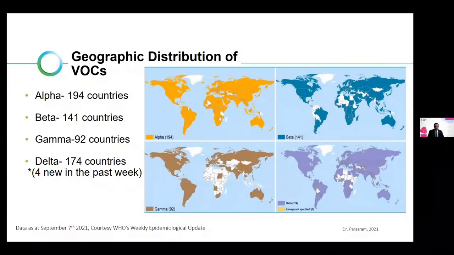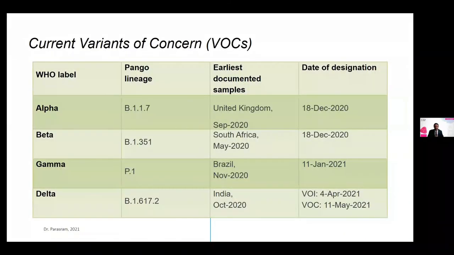The four main variants of concern are Alpha, Beta, Gamma, and Delta. In the past week, we would have had four new Delta cases, taking our tally up to 174 countries across the world having Delta. Again, these are the dates on the side where you saw them confirmed by WHO. I won't go into detail about every one, noting that the last variant of concern identified, B.1.617.2, originally called the Indian variant, is now named Delta. It occurred as a variant of interest first and then a variant of concern on the 11th of May 2021, just a few months ago.